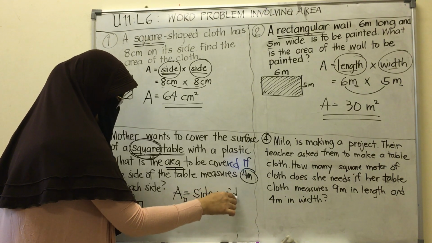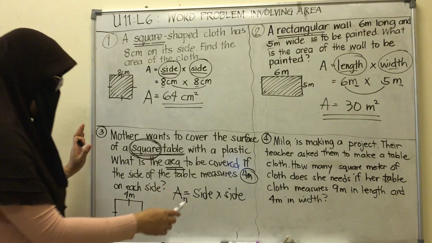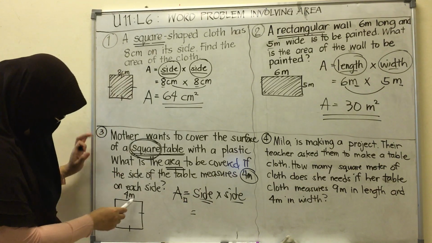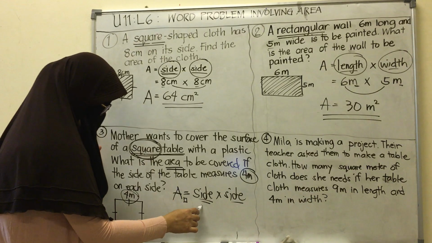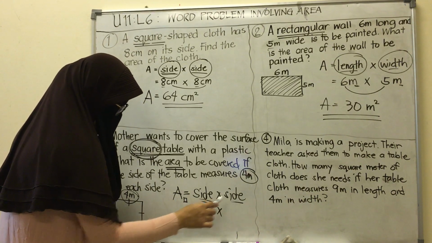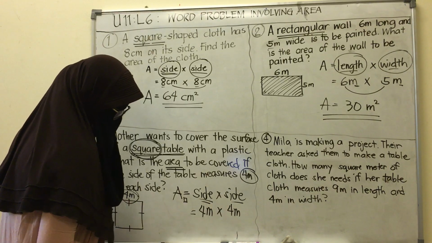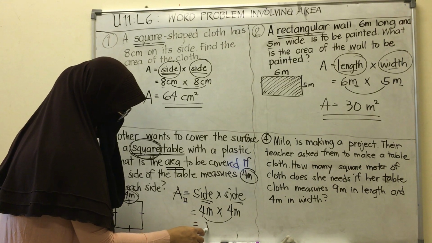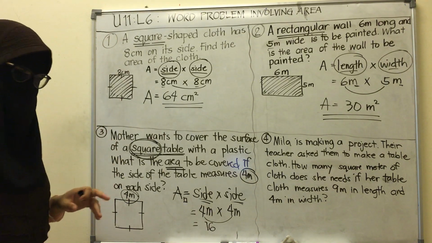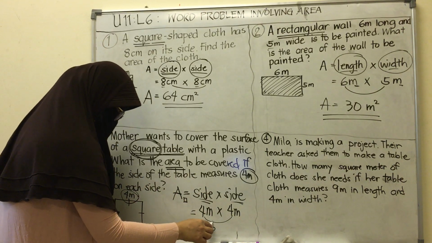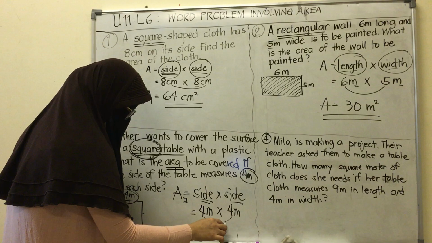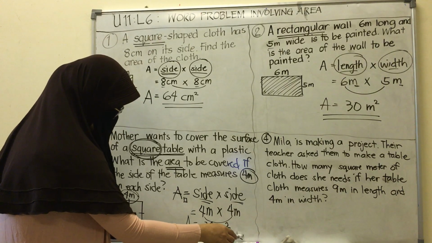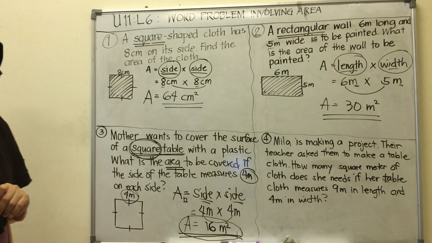So we're going to use side times the side. Okay, so again, we are going to substitute the value. What is the value of the side? The side of our square is 4 meters. So we write 4 meters times the side, which is 4 meters. Then 4 times 4 is 16. Okay, not 8. 4 times 4 is 16. And then meter times meter is meter squared. So the area of the table is 16 meter squared.